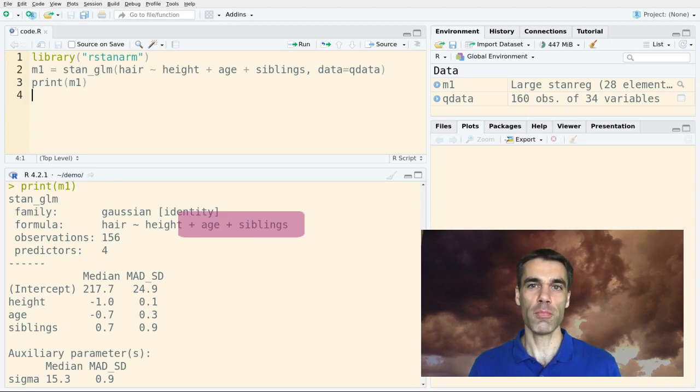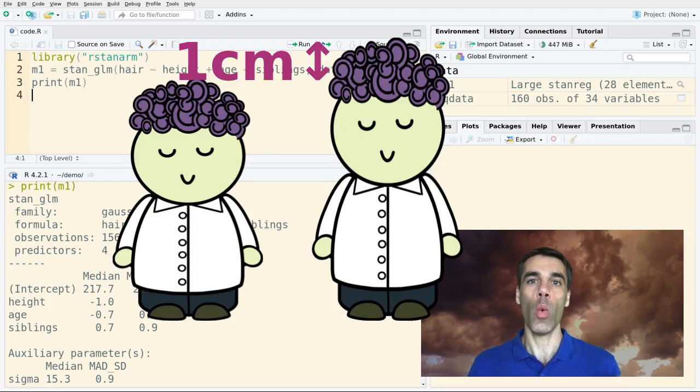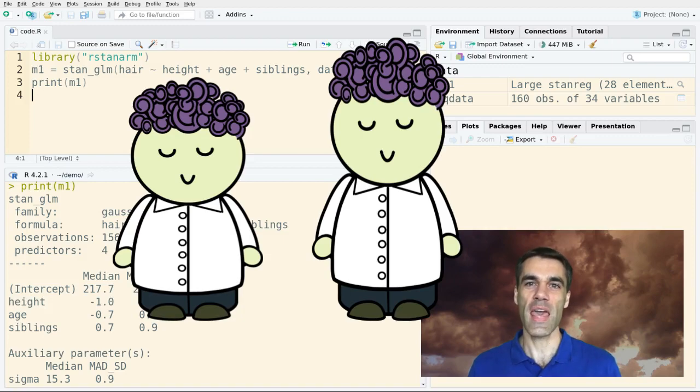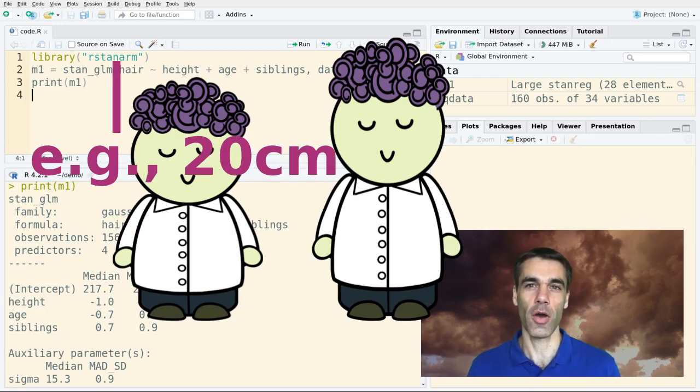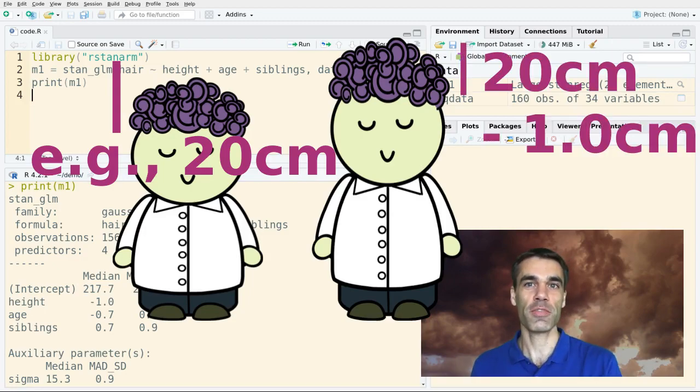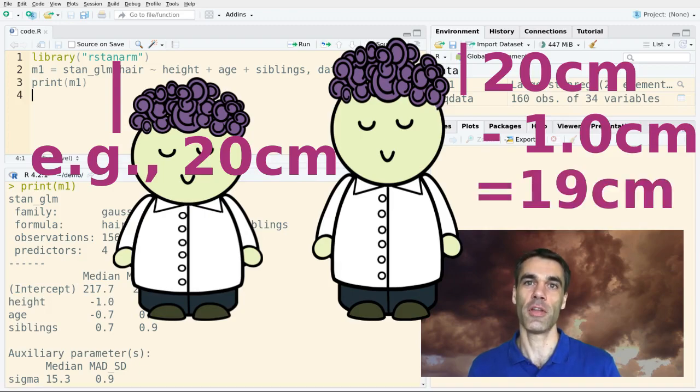So here we have two people and they are exactly the same in the other variables in the model. Same age, same number of siblings. The only difference between the two people is that one of them is 1 centimeter taller than the other. Why 1 centimeter? Because we measured height in units of 1 centimeter. In the world of the models, if the hair of this person is say 20 centimeters long, the hair of that person is predicted to be 1.0 centimeters shorter. That's 19.0 centimeters. Shorter because minus 1.0 is a negative length. This is what the minus 1.0 means.